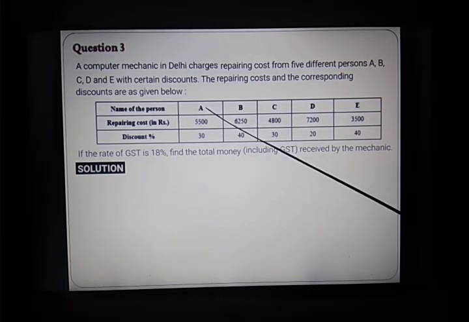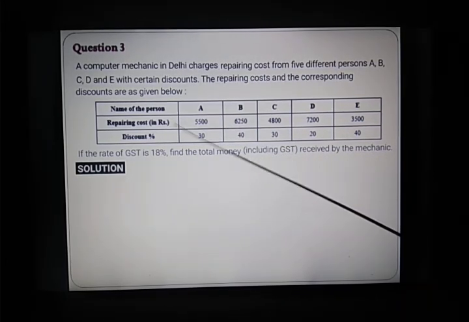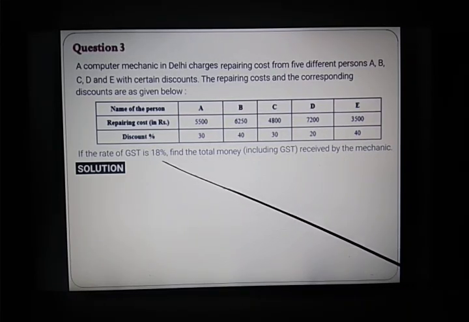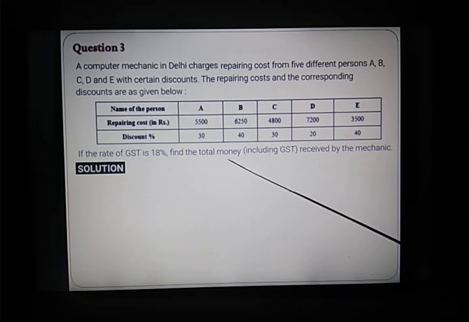So for A, cost of repairing is this much, and this much discount is given. Now for B, cost of repairing is this much and this much discount is given in percentage. Similarly for C, D and E are given. Now the rate of GST is given to be 18%. They are asking, find the total money including GST received by the mechanic.